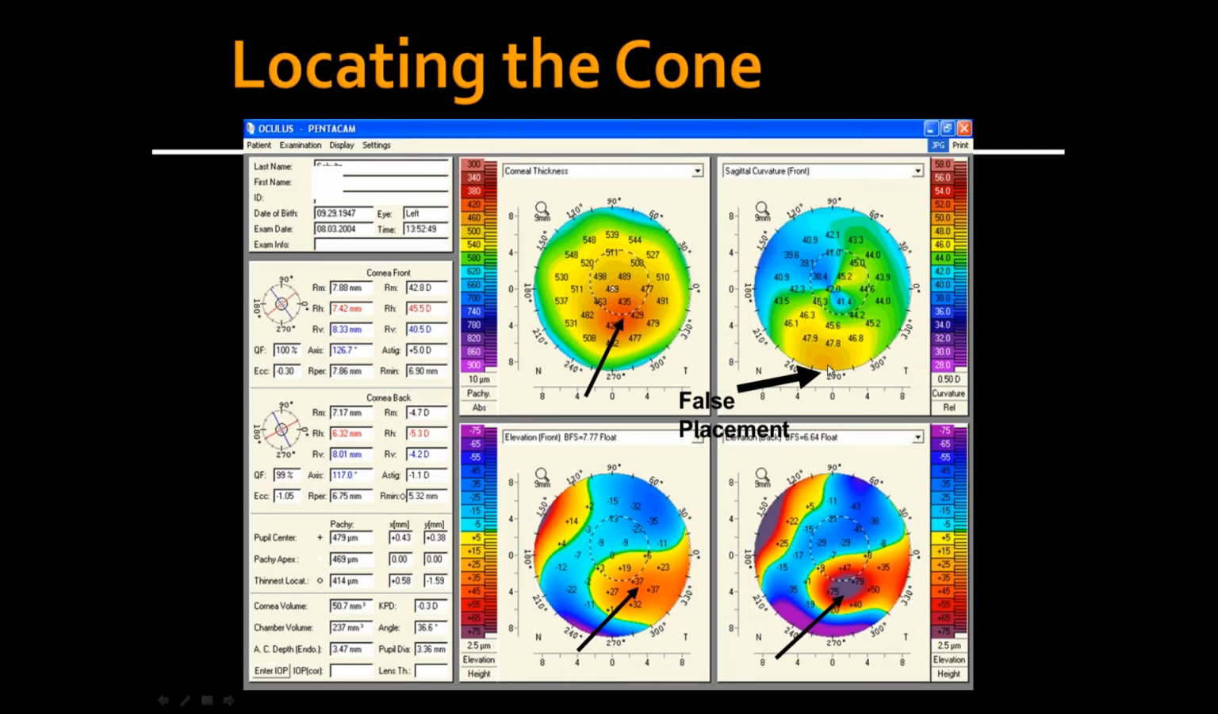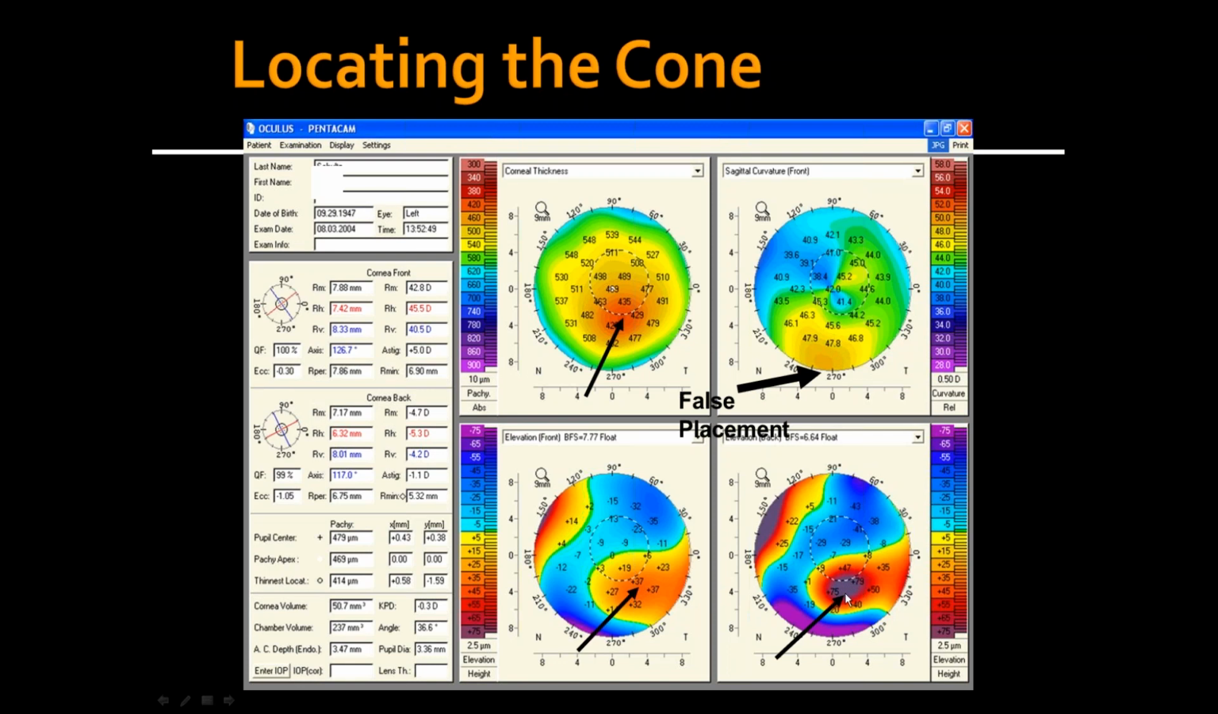But only elevation data tells you where the apex of the cone is. So let's look. It actually is here, and in most cases this occurs more central, more superior than the steepest point in the cornea. That's just curvature. This is actual elevation data, back of cornea, here on the front of the cornea. So that is where the apex of the cone is.